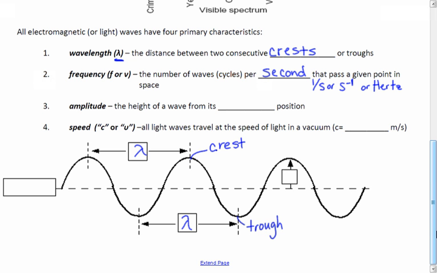Okay? So then the next part of a wave we're going to look at is the amplitude. The amplitude is the height of the wave from its rest position. So rest is going to be this little dotted line that goes to the center. That's the middle of your wave. So if you start from the middle and go up to the top of a crest, that's an amplitude. Or if you start at the middle and you go down to the bottom of a trough, that's also an amplitude. They would be the same distance.